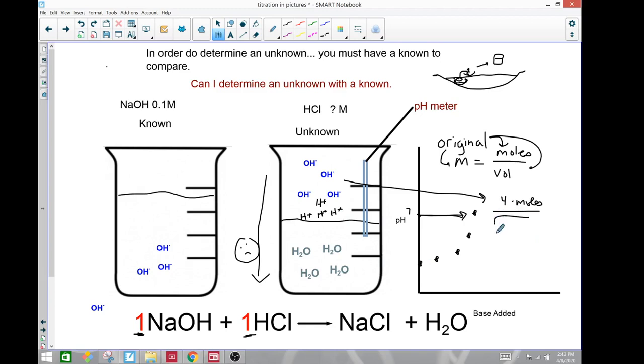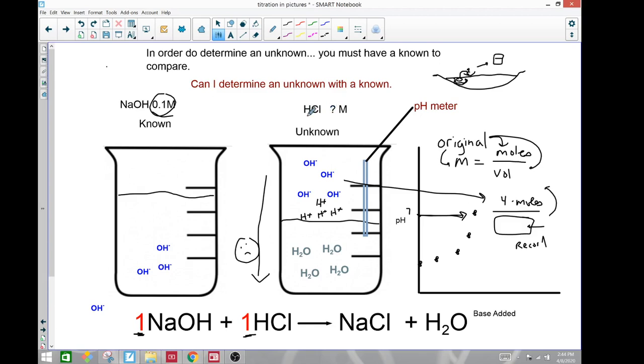Okay, you want to record that even before you start titrating. You'd want to record that. So I would take my original volume, original moles, divided by my original volume to give me my original concentration. That's kind of important. Okay, so that's kind of a visual of how this thing works. All right. Again, I have my known, which was the 0.1 molar. And I have my unknown here.